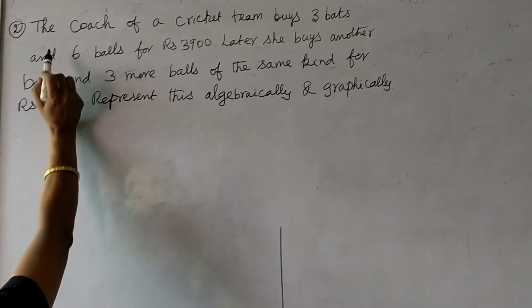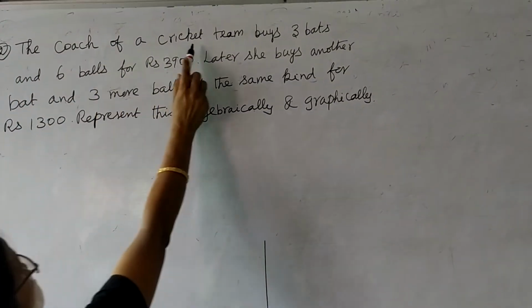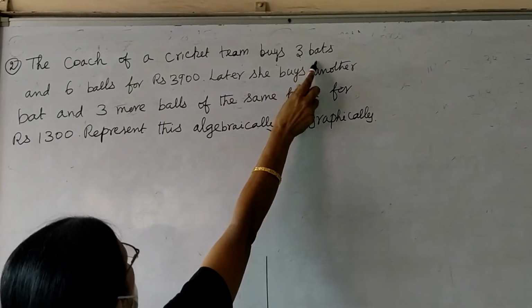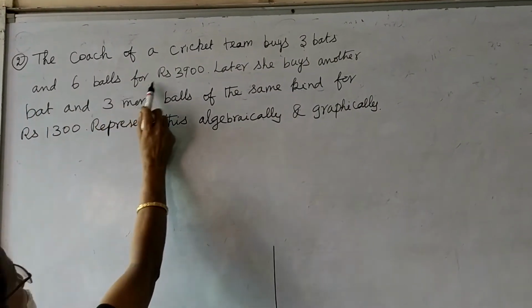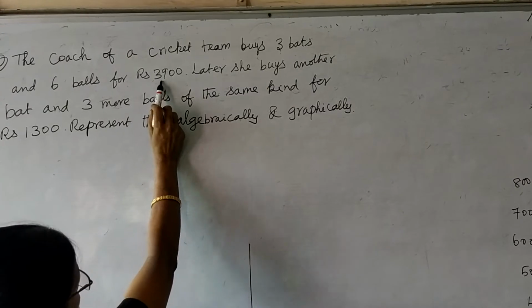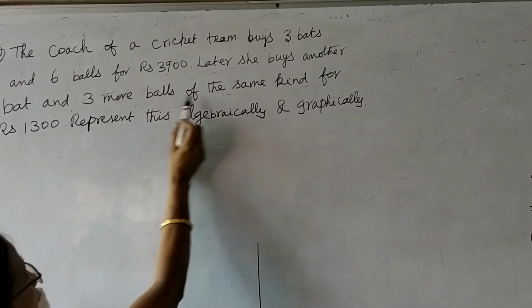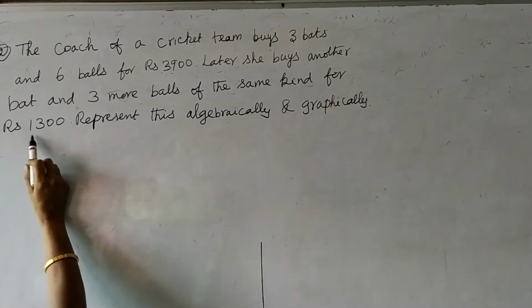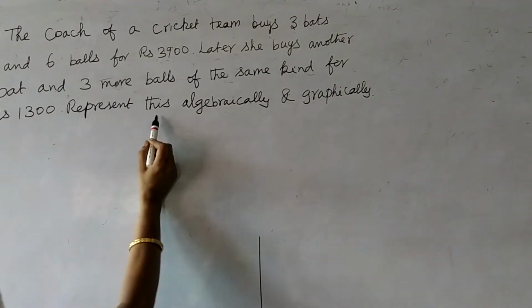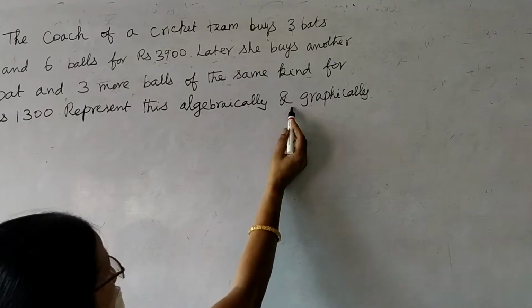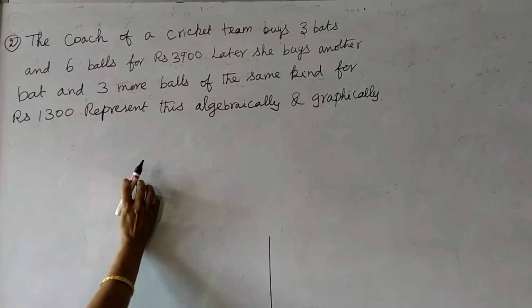The second question of the same exercise is, the coach of a cricket team buys 3 bats and 6 balls for rupees 3,900. Later, she buys another bat and 3 more balls of the same kind for rupees 1,300. Represent this situation algebraically and graphically.